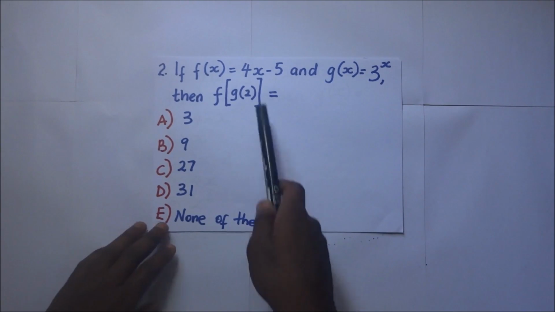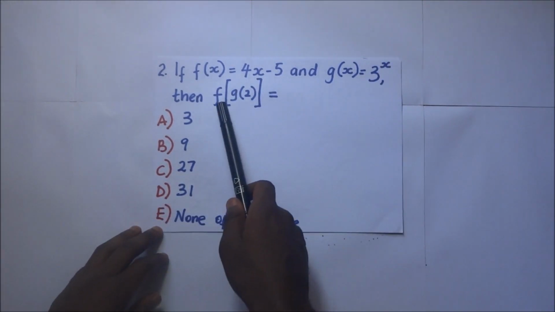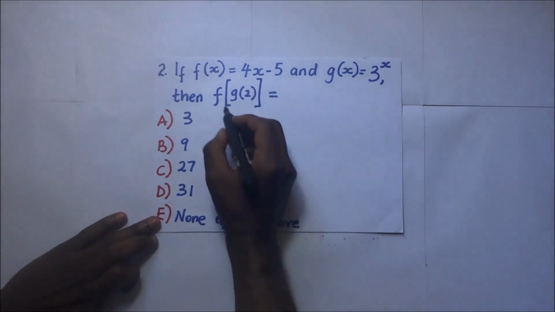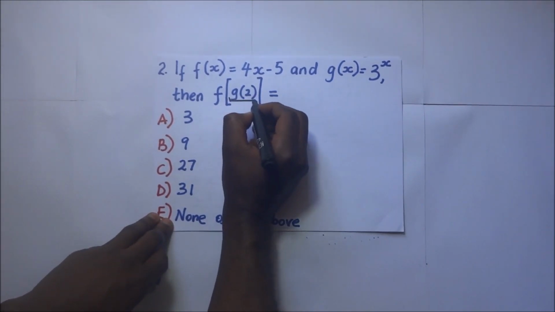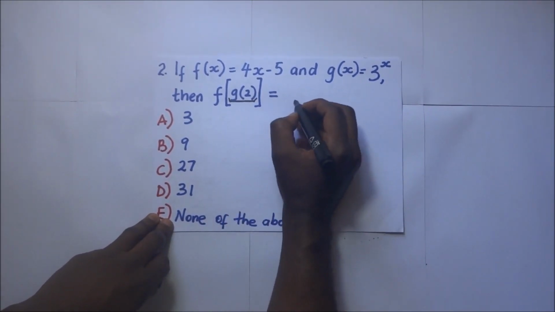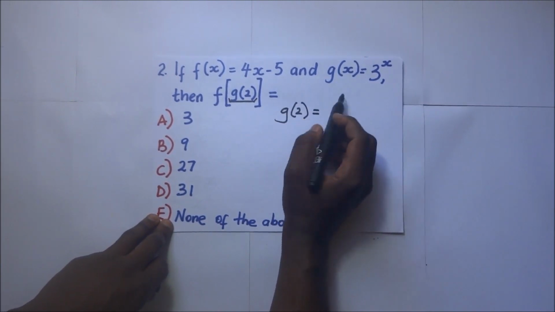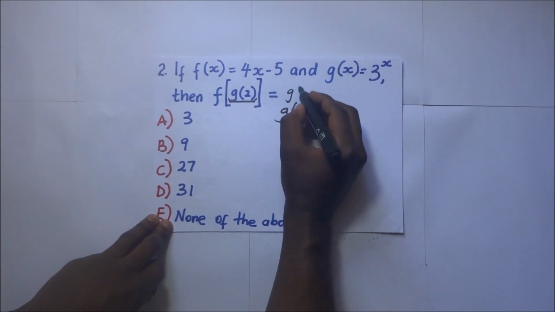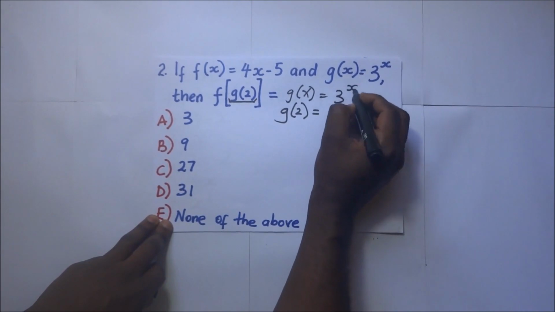So if f of x is equal to 4x minus 5 and g of x is 3 to the power x, then find f of g of 2. So this is a composite function. Let's first find the function inside, g of 2. First of all, we know g of x is 3 to the power x.